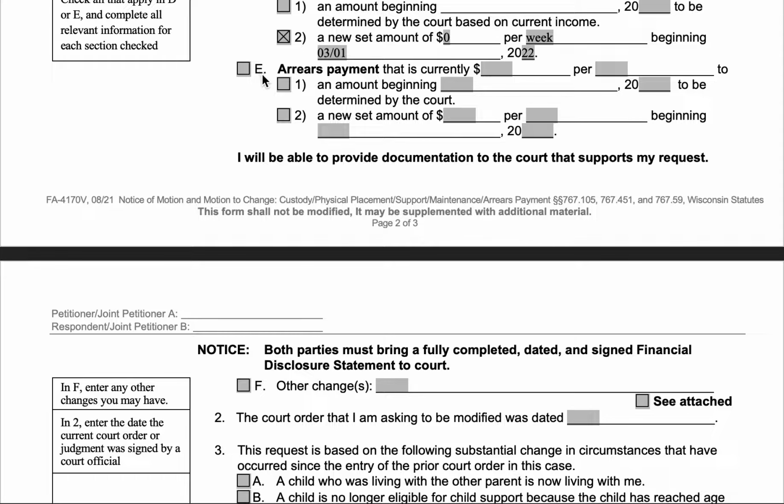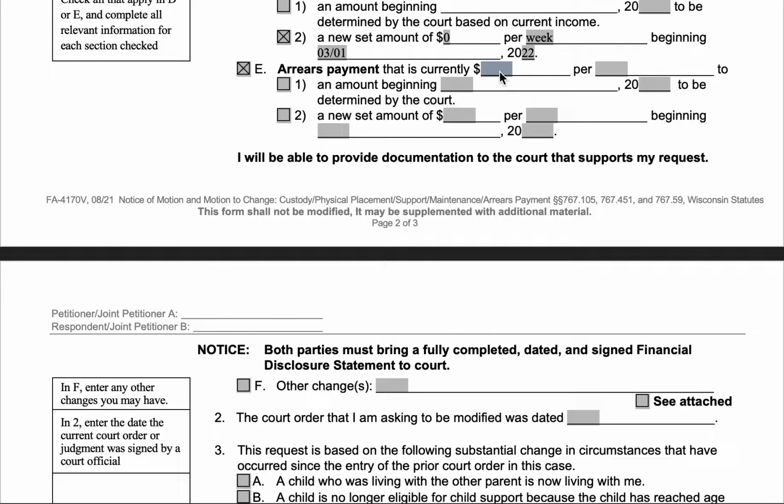So if you're wanting to look at that payment, you check the box for E. Again, if you're not wanting to talk about the arrears payment, you don't need to check that box. You can skip to the next section. And you're going to put what the arrears payment is currently. And you're going to put what it is ordered at.